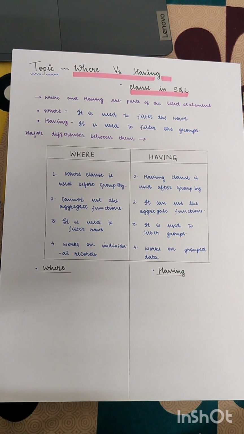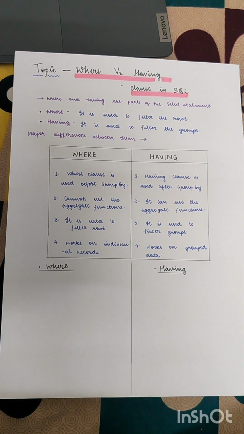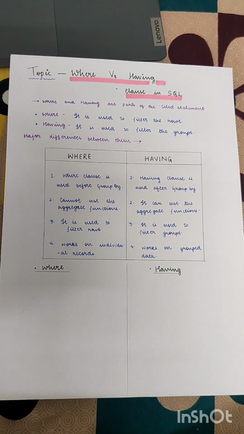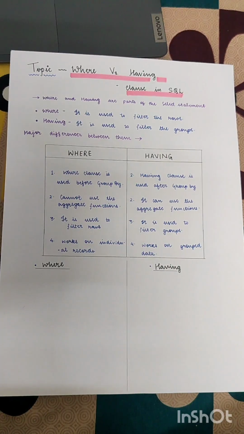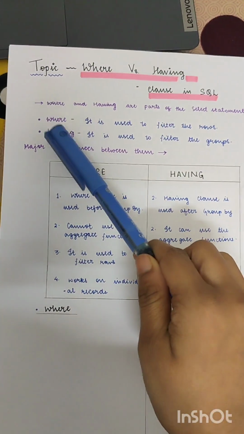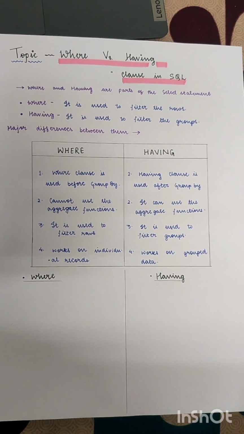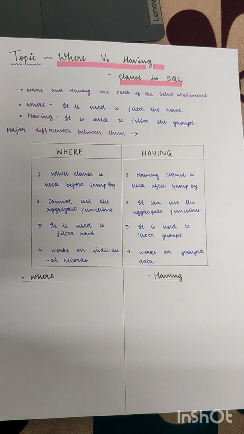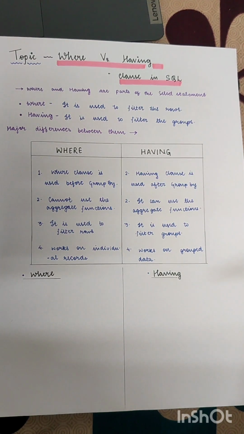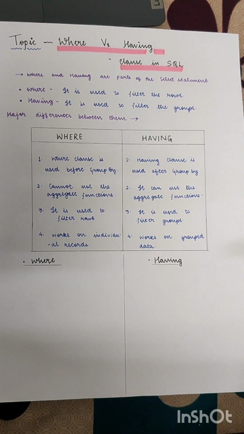Today's topic is WHERE versus HAVING, which are two clauses used in SQL. WHERE and HAVING are part of the SELECT statement, and the SELECT statement comes under DQL, which is used to fetch the data from the table. WHERE is used to filter the rows, and HAVING is used to filter the groups. First, the WHERE clause will filter all the rows given a particular condition, and then after using GROUP BY we can use HAVING to filter the groups.